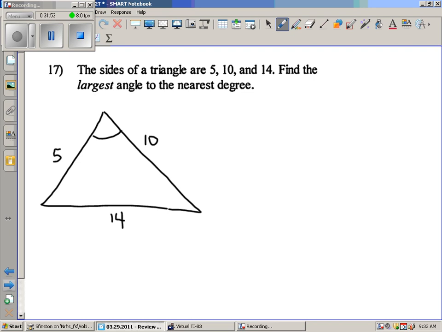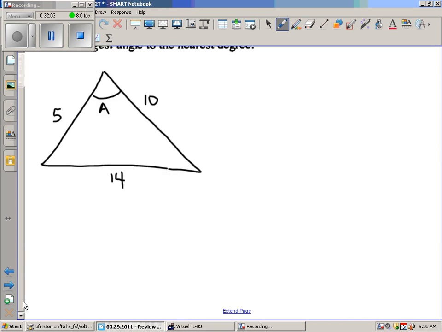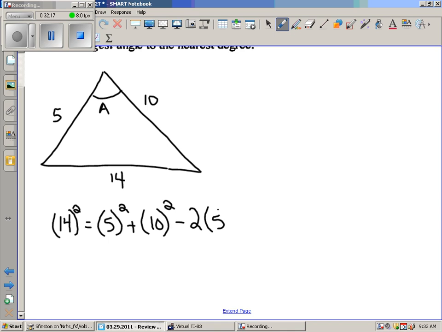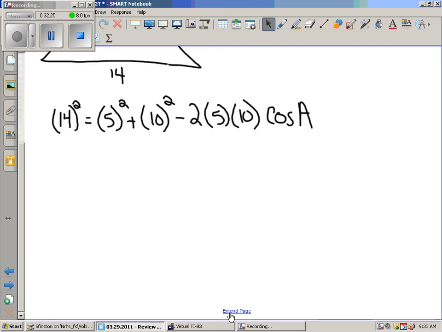Yep. 14 is the largest side, so the angle opposite it, let's label this guy A, is going to be the largest angle. So 14 squared equals 5 squared plus 10 squared minus 2 times 5 times 10 cosine of A. 14 squared is 196.